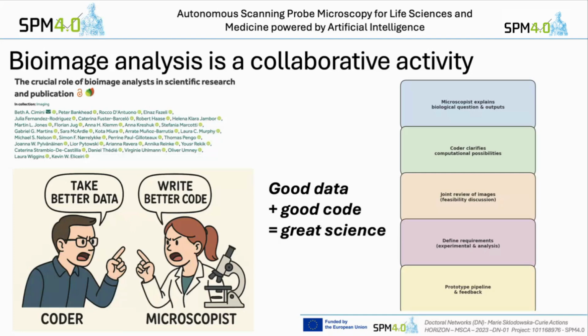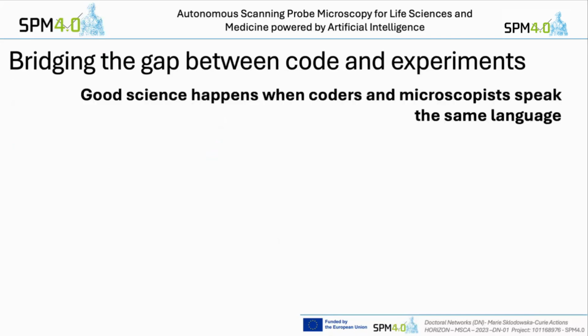And actually, when you do work together, when you speak to your experimental collaborators and understand what they want, it can help you write better code. And if the coders explain what their limitations are and what they're looking for, it's a lot easier to take better data as well. So it really is a balance that we need to find, but it does lead to really great science when you can do that. As I said, it happens when we speak the same language.